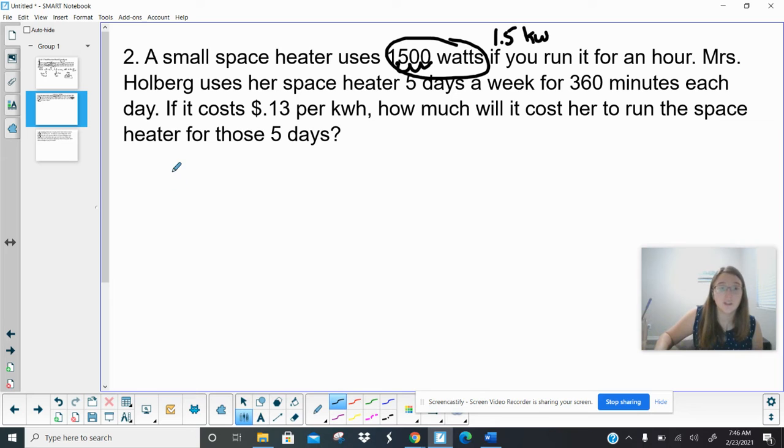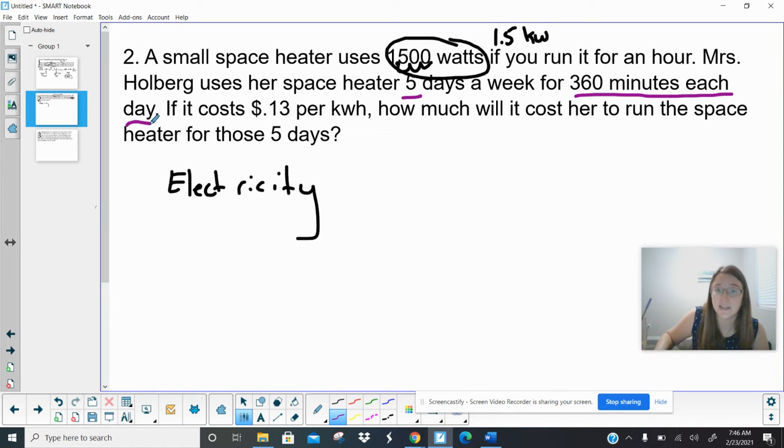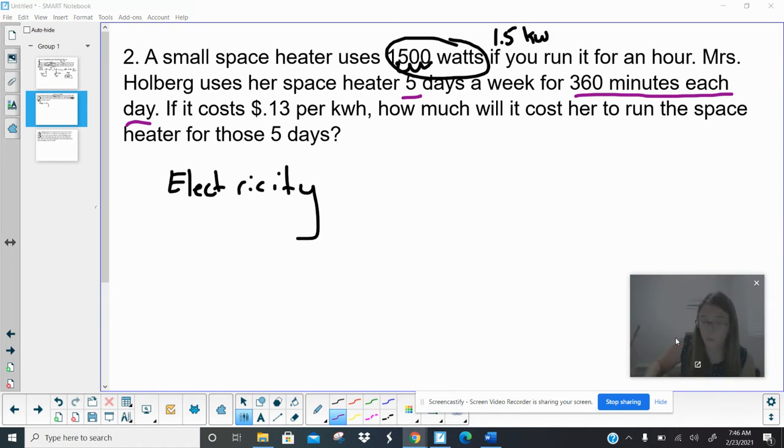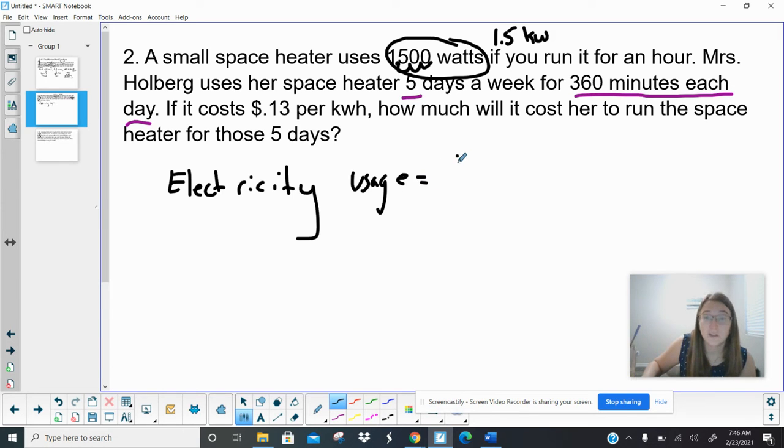So what I need to know first is how much electricity I'm actually using. But be careful here. I'm using it 5 days a week, 360 minutes each day. So we need the total for all 5 days here. Keep an eye out for this on your test as well. Again, if you want to pause the video right now and try it, you can, but I'm going to keep going through it. So this is the formula, kilowatts times minutes over 60.